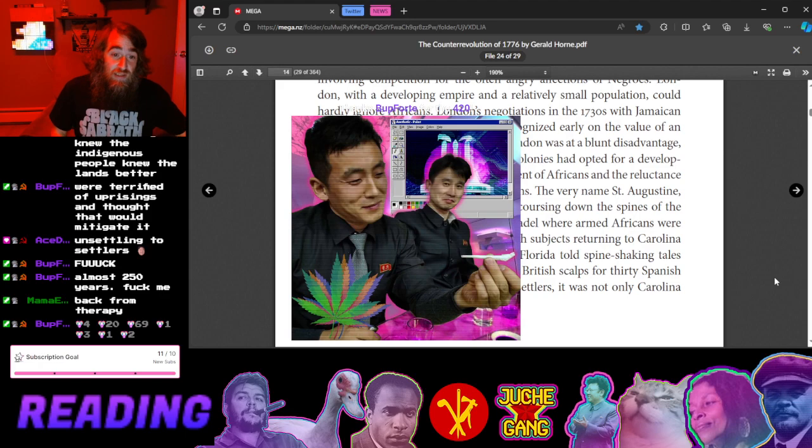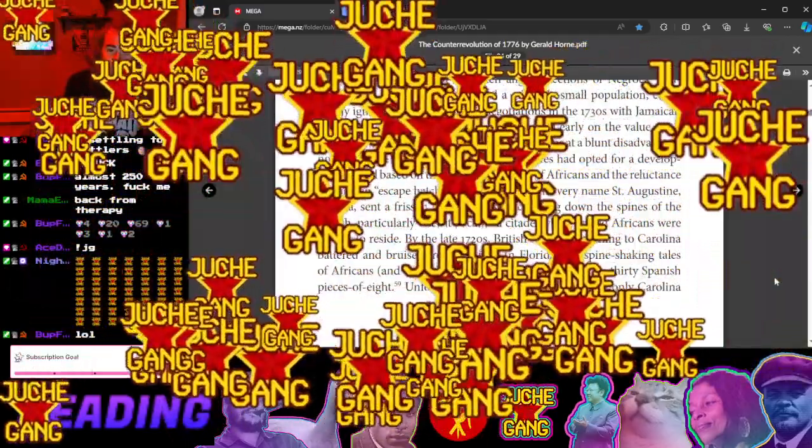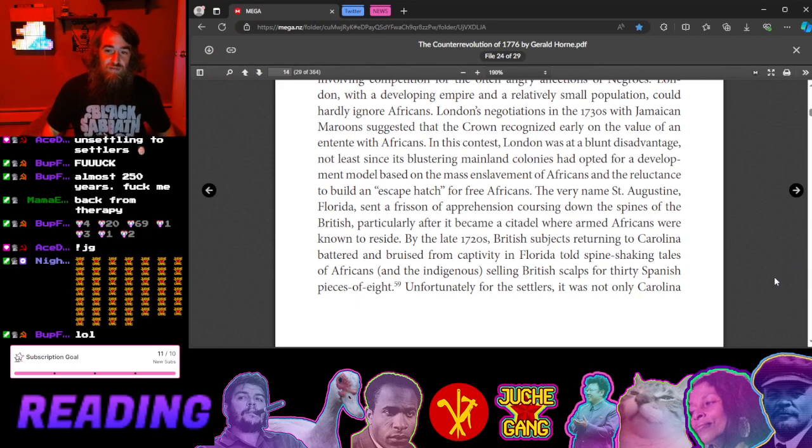Not least since its blustering mainland colonies had opted for a development model based on the mass enslavement of Africans and the reluctance to build an escape hatch for free Africans. The very name, St. Augustine, Florida, sent a frisson of apprehension coursing down the spines of the British, particularly after it became a citadel where armed Africans were known to reside. By the late 1720s, British subjects returning to Carolina, battered and bruised from captivity in Florida, told spine-shaking tales of Africans and the indigenous selling British scalps for 30 Spanish pieces of eight.